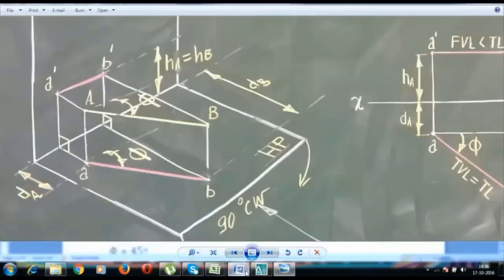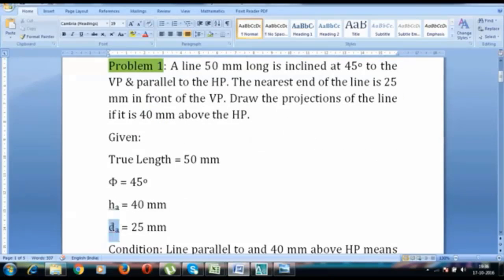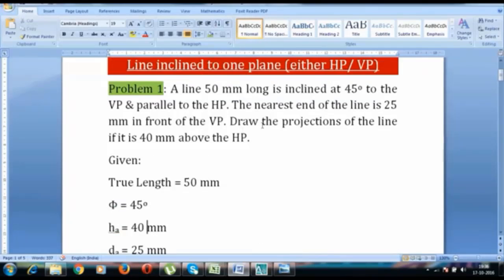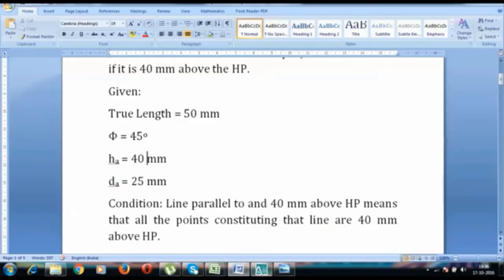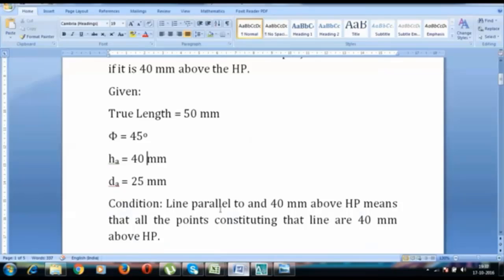So we're going to write here that DA, the nearest end, is equal to 25 millimeters, and true length obviously is 50 millimeters, and the angle that the line makes with the vertical plane has been given as 45 degrees. At the same time, it's being said that the line is parallel to the HP. Now guys remember, if a line is parallel to HP, then each and every point on this line will be at the same height, and that same height has been given as 40 millimeters.